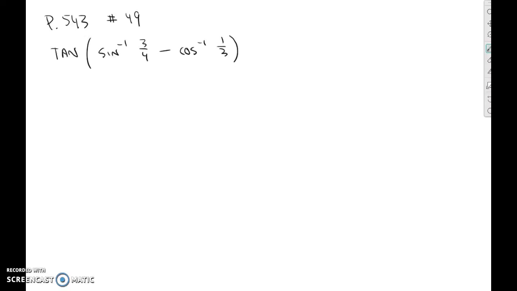All right, number 49 from the homework. Take the tangent of the arc sine of 3/4 minus the arc cosine, or the inverse cosine, of 1/3. So this is a ratio, and when you take the inverse sine of that ratio, it gives you an angle. So let's call that angle something.